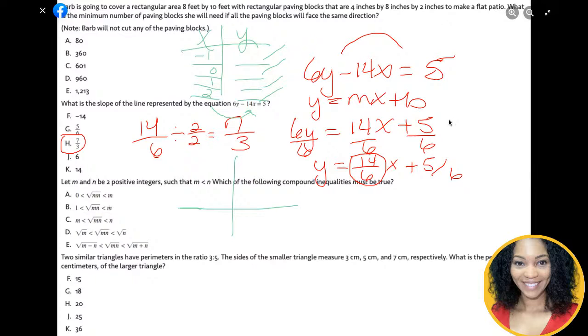But I would strongly suggest you go back and review slope-intercept form because we see those questions quite often on the ACT. But that is question number 2. The answer is H. The slope is 7/3. Let's move on now to question number 3.